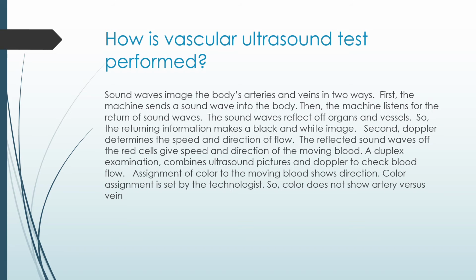Sound waves image the body's arteries and veins in two ways. The first one is the machine sends a sound wave into the body, then the machine listens for the return of the sound waves. The sound wave reflects off organs and vessels, so the return information makes a black and white image. The second, Doppler, determines the speed and direction of the flow. The reflected sound waves of the red cells give speed and direction of the moving blood. A duplex examination combines ultrasound pictures and Doppler to check blood flow, and assignment of color to moving blood shows the direction. Color assignment is set by the technologist, so color does not show artery versus vein.